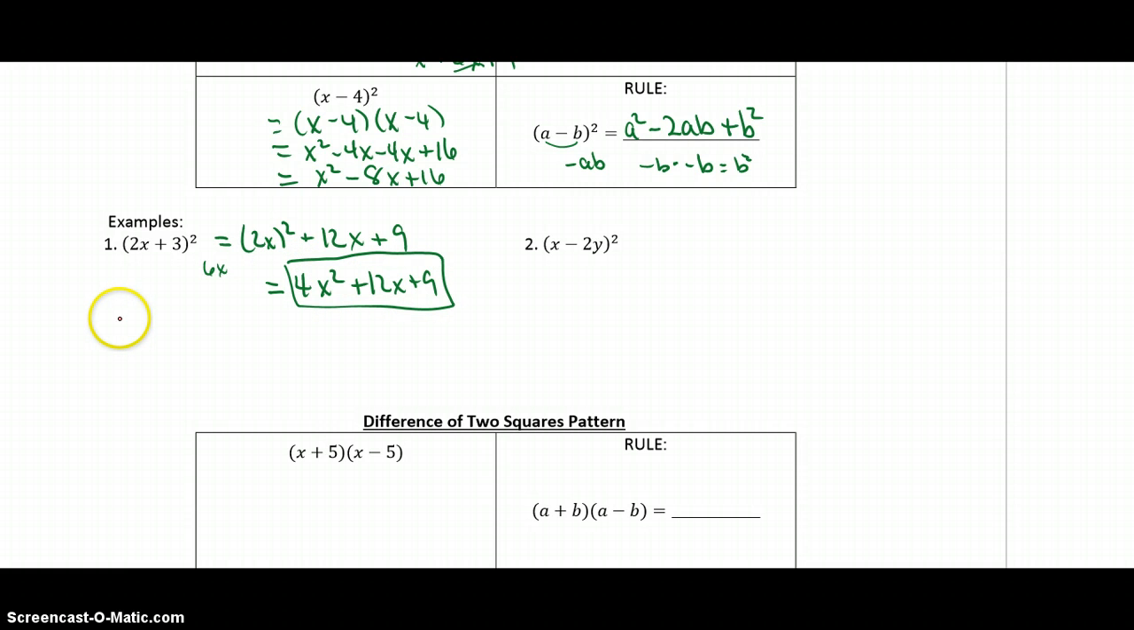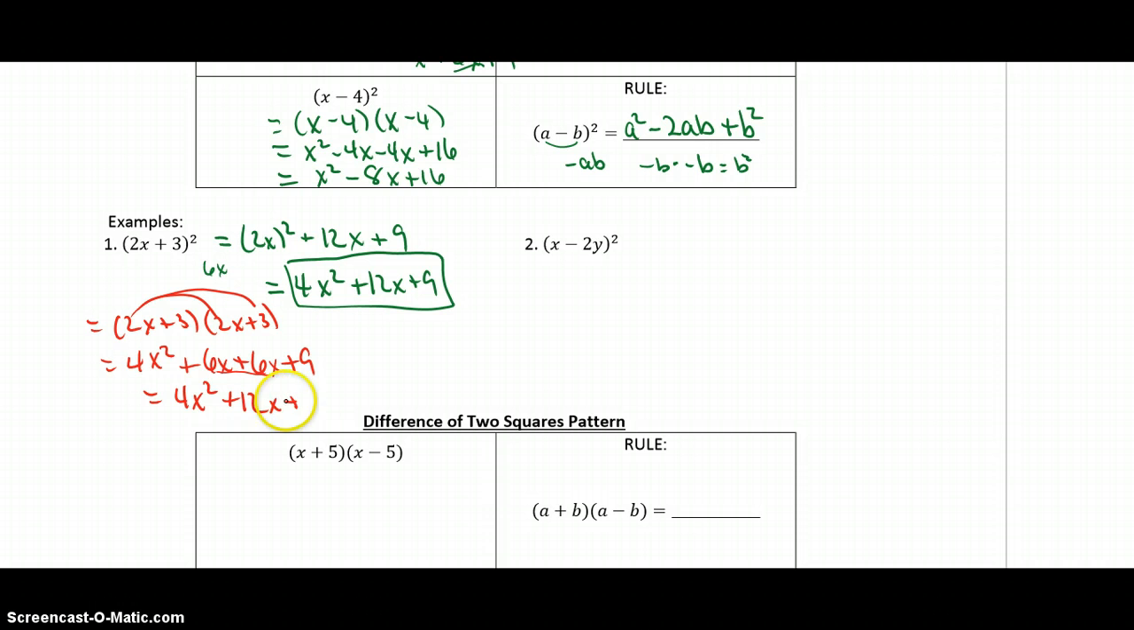And let me do it the other way real quick. 2x plus 3 times 2x plus 3. 2 times 2, that would be 4. x times x is x squared. Multiply on the outside, I get 6x. Multiply the inside, I get 6x. 3 times 3 is 9. Put the terms together, and I get 4x squared plus 12x plus 9. And that's our final answer.